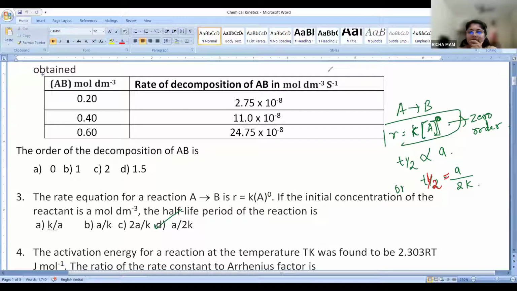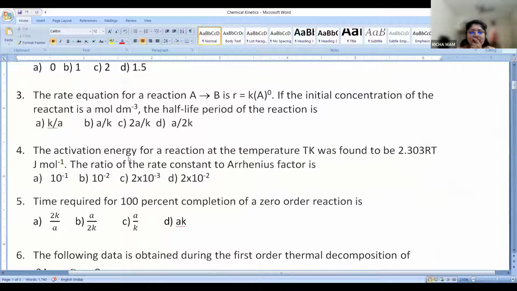Okay. So the given rate equation is of zero order. If the initial concentration of the reactant is A, so t half is what? Directly equal to A. Right. So t half is equal to A by 2K. Okay. So this is the rate equation. So option number D is the answer. Okay. Let us go for the next one.